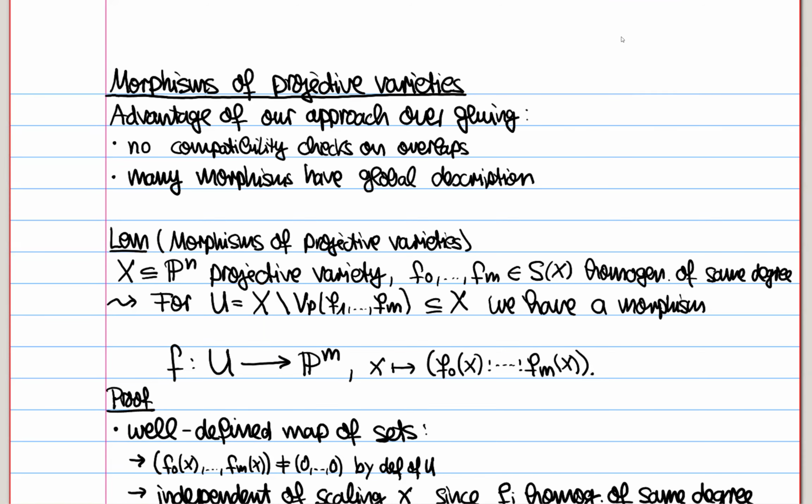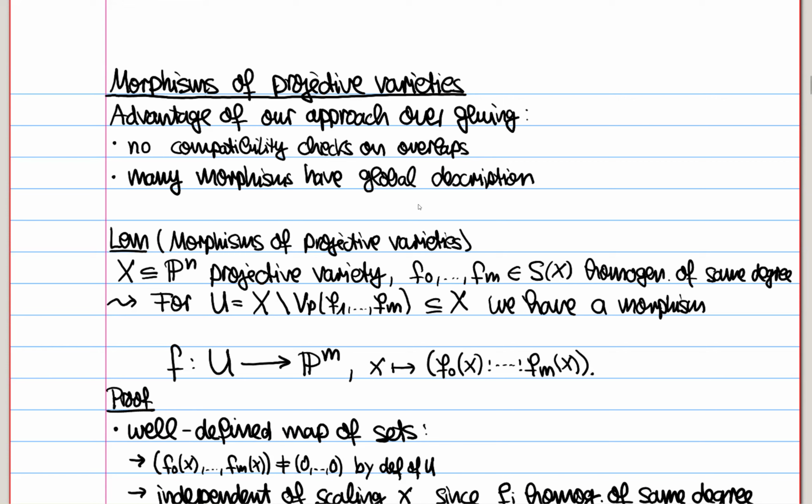And here we're going to see the advantages of the approach that we have taken to projective varieties, defining them from scratch as sets and topological spaces and so on, because we could have gone this route of gluing. We could have gone this route of first constructing Pn by gluing together the affine spaces An, and then saying a projective variety is a closed sub-pre-variety of Pn. But the advantage that we have now is that we will not have to do compatibility checks on overlaps, as you have to do for gluing.